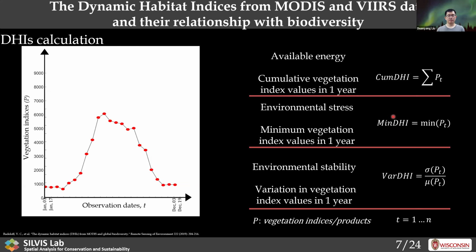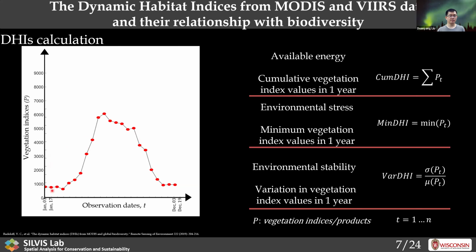Based on the background knowledge, we developed 3 standardized metrics for use in biodiversity models. And they're called the Dynamic Habitat Indices, which is DHI. They are designed to characterize land surface vegetation productivity over multiple ways. And here I'm going to explain how to calculate the DHI. The left figure is a time series of vegetation indices over 1 year.